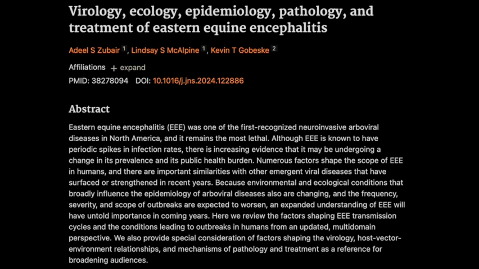Okay. So we've talked about MRI, EEG. What about the actual pathology? So EEE targets neurons, and that actually leads to widespread meningoencephalitis. That's inflammation of both the brain and the meninges. And the meninges being? The meninges are the membranes that surround the brain and spinal cord.